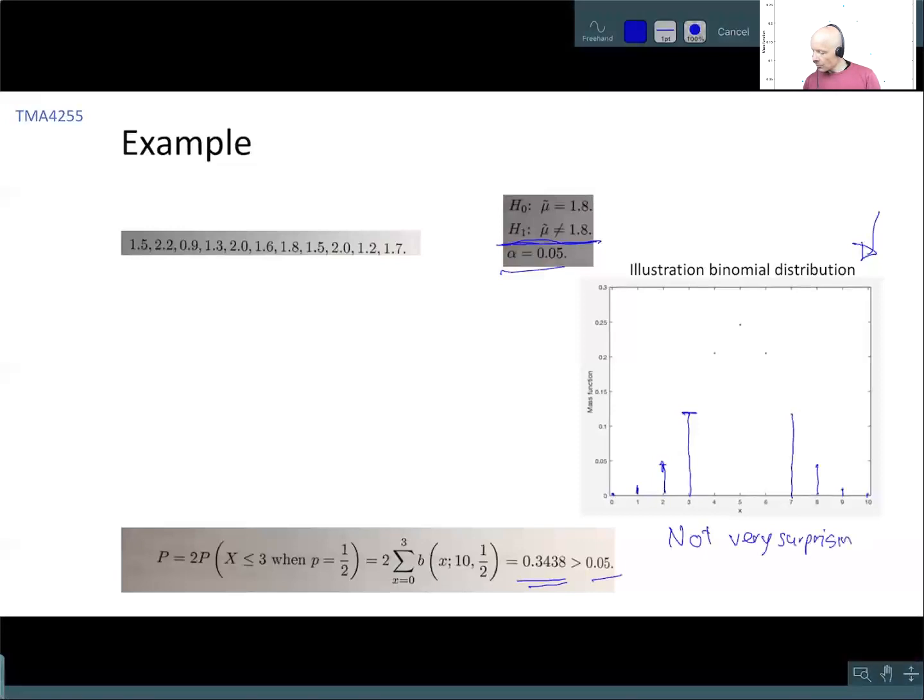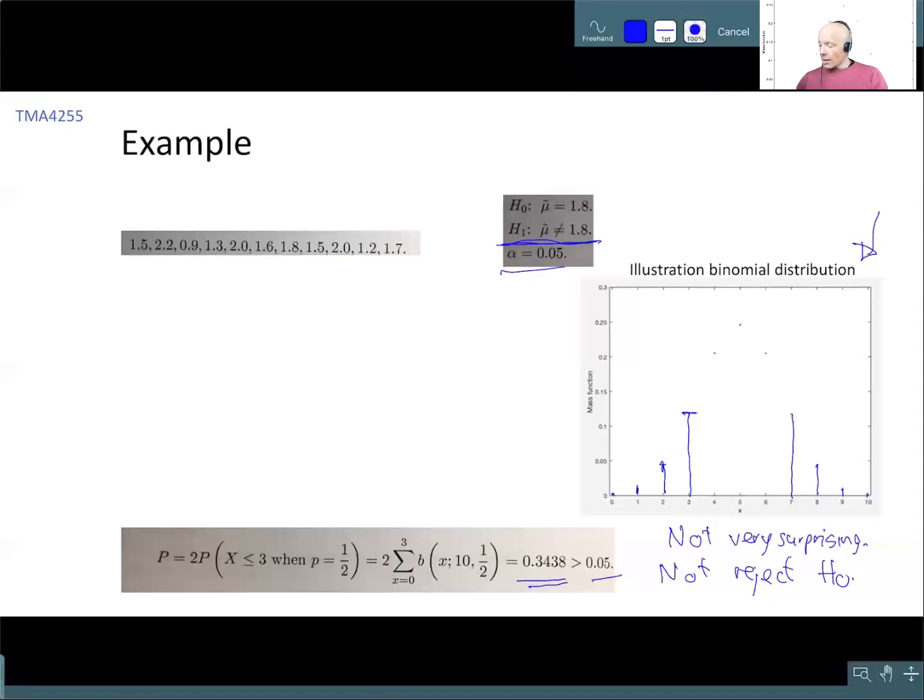And this means that we would not reject the hypothesis. Having 3 samples and 7 samples on the 2 sides is not very extreme. That happens often. As you see, the sign test is quite easy to perform. You just count plus and minus relative to a specified value of your test. And then you can look up the binomial distribution.